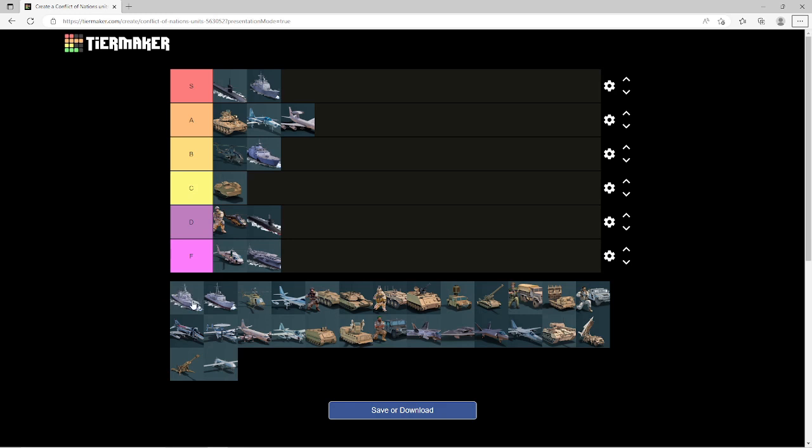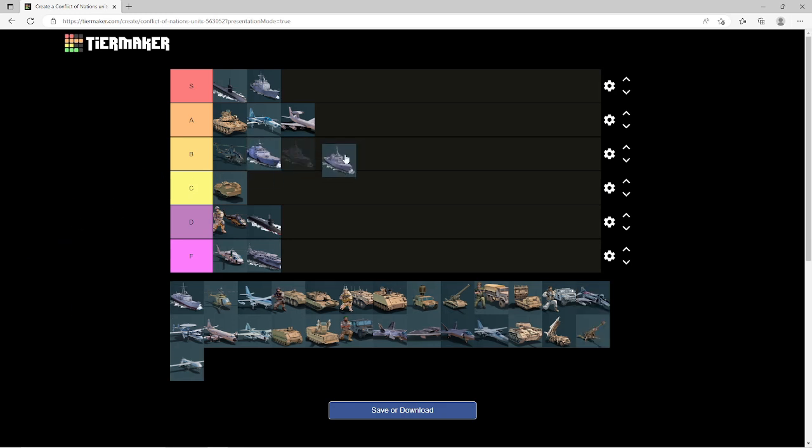So I would say destroyers are probably going to be a B tier for me, because everybody uses them and usually they can get outclassed by other ship classes and strategies. But they're a decent overall ship for defense and assaulting and stacking with other ships such as frigates or destroyers.